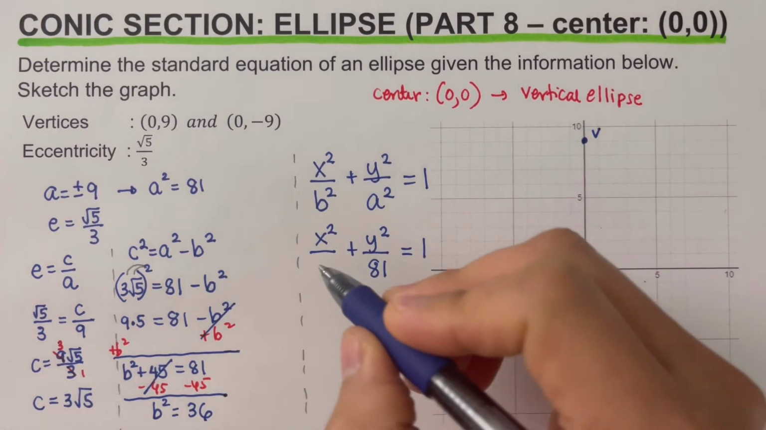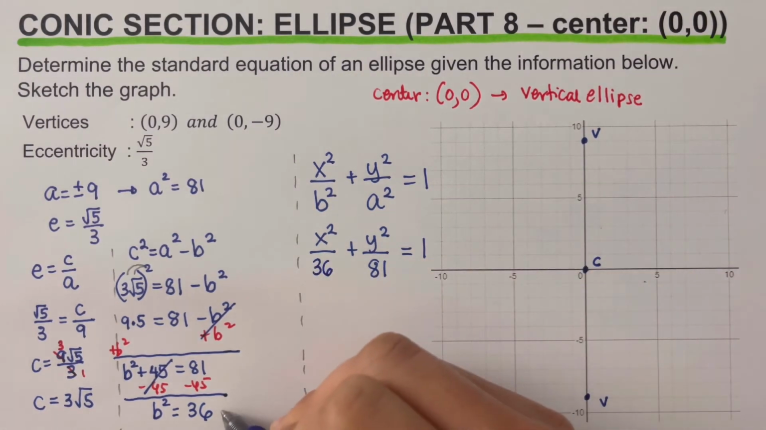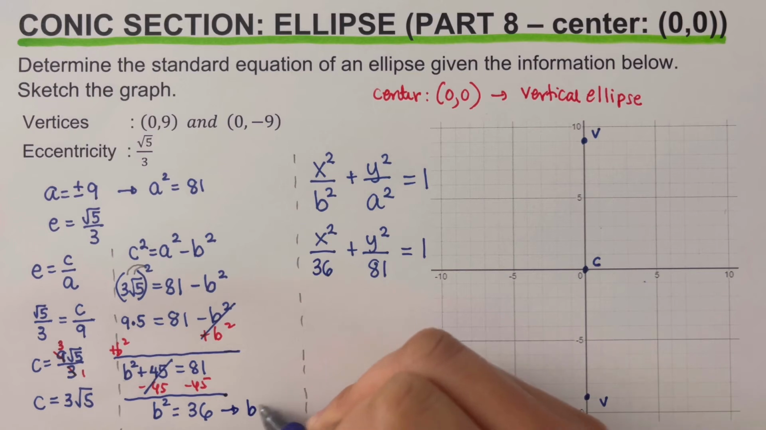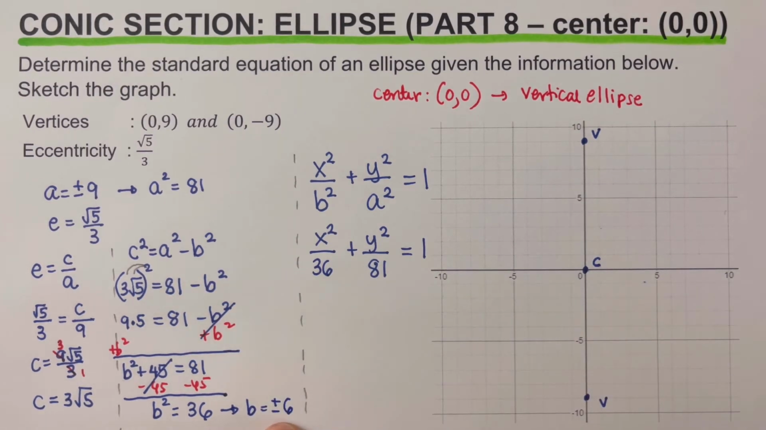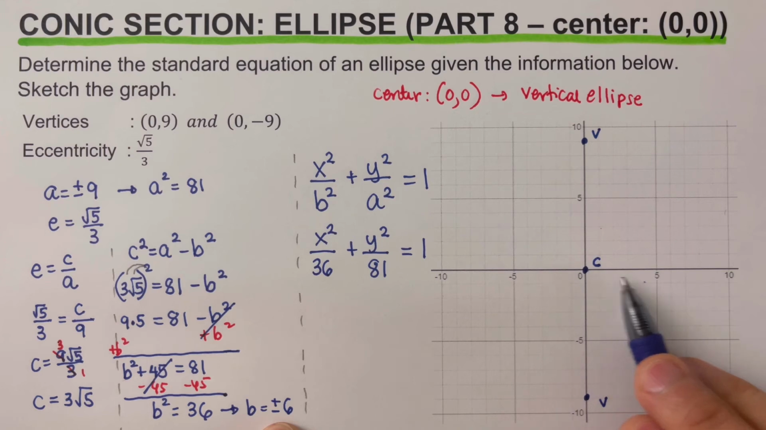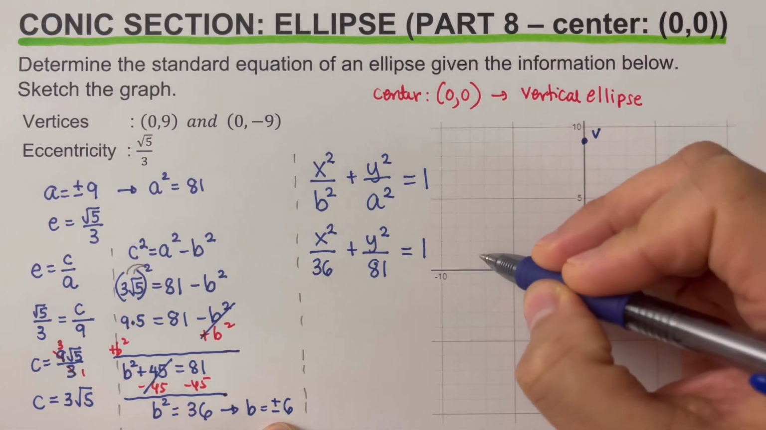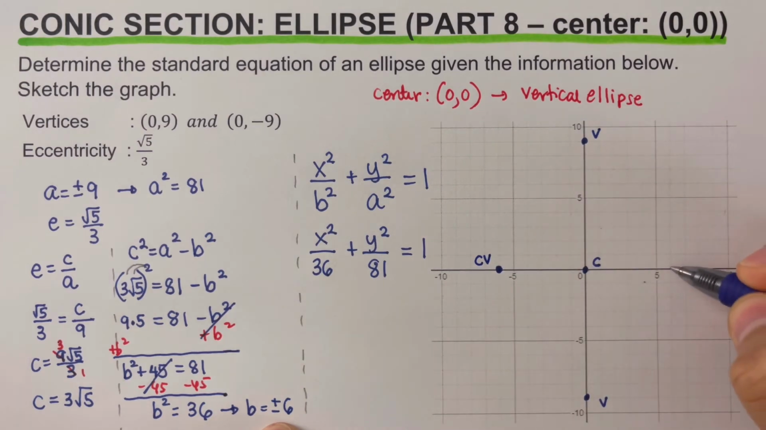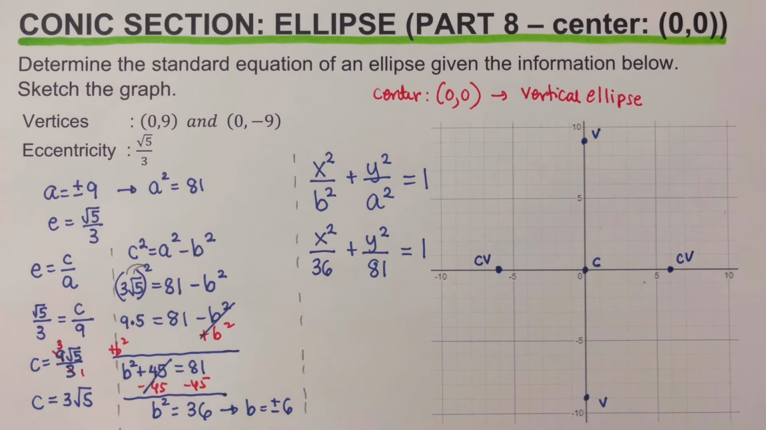So we can go ahead and plug that in here. b squared is 36. This tells us that our b is actually plus minus 6. And this is where the co-vertex is going to sit. So that would be plus minus 6. So we go left 6 and we go right 6. So this is the point of the first co-vertex, and this is the other co-vertex right here. So 6 places from the center.